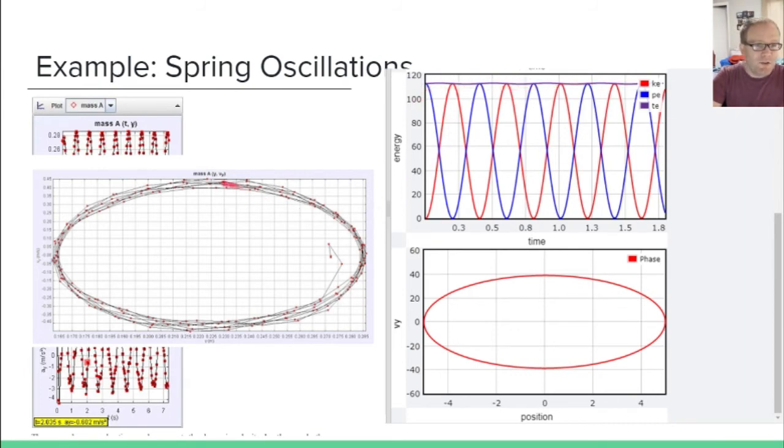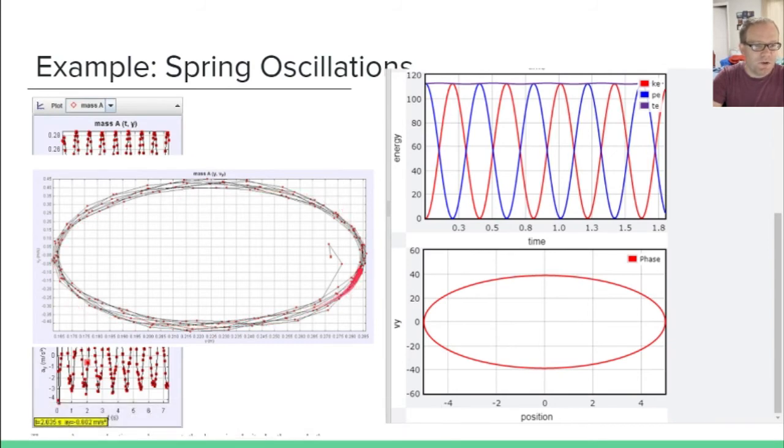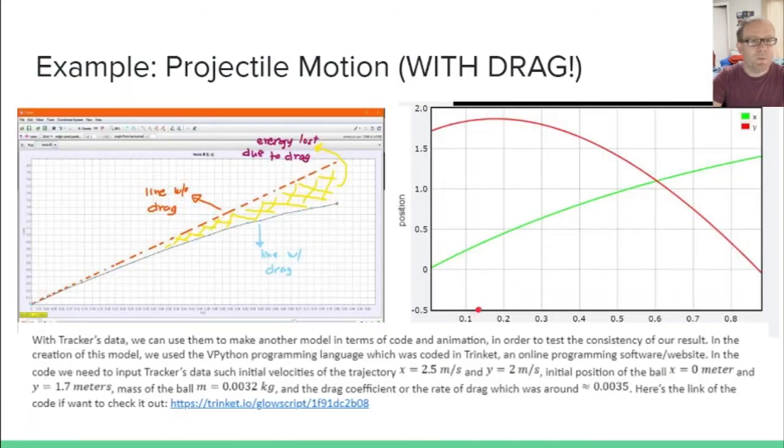It's also incredibly easy in these environments to create a phase space plot. So here, these students are graphing their velocity versus the position. They're getting an ellipse, which is another picture of conservation of energy. Over here in VPython, they also get an ellipse.